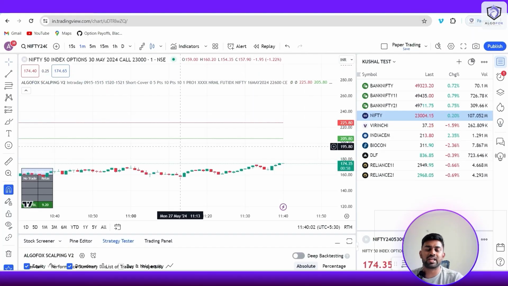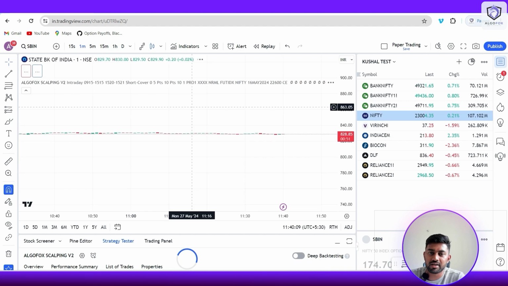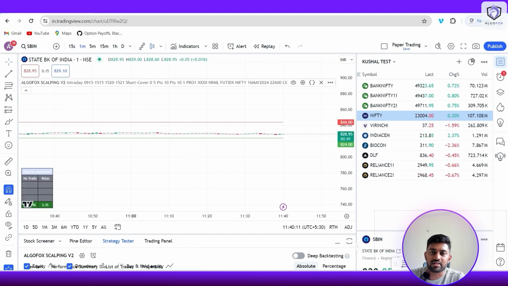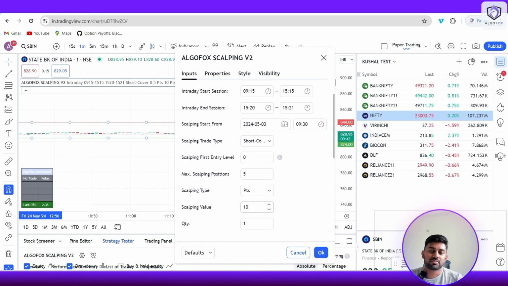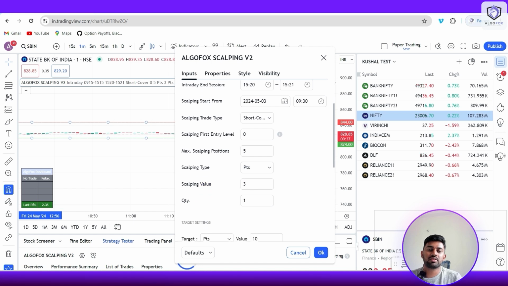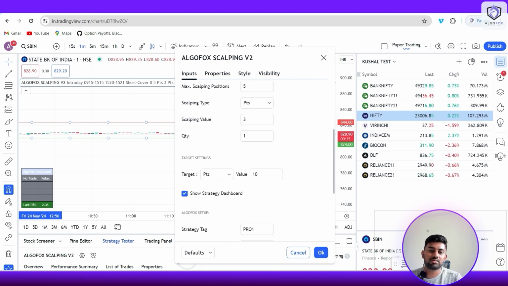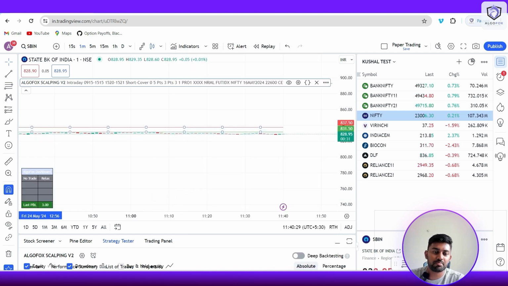But if I don't want to trade in option, let us say if I want to trade in stocks, I can simply select maybe State Bank of India. And again, in a 1 minute chart, I want to scalp 5 times. For every maybe 3 points the market moves against me, I want to short and I want to keep a target of maybe 3 points itself, right? So it's a simple scalping setup.